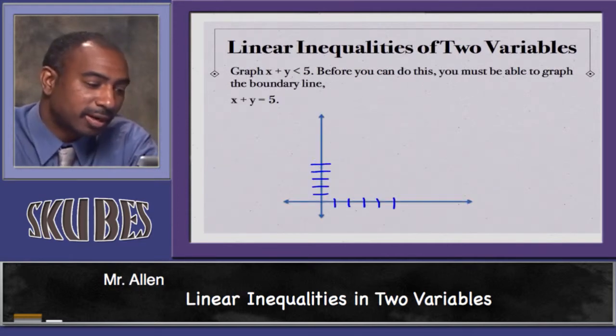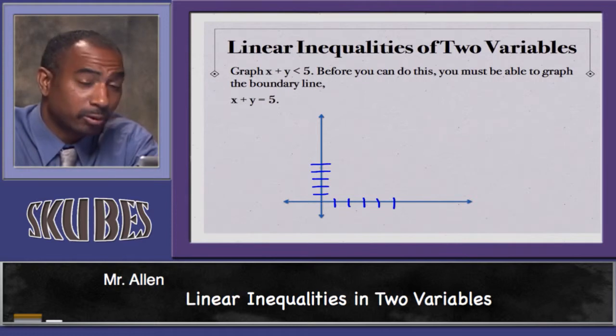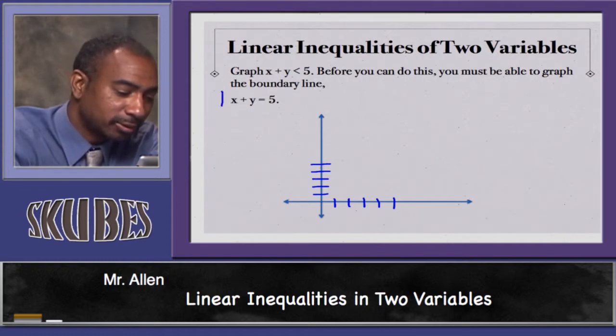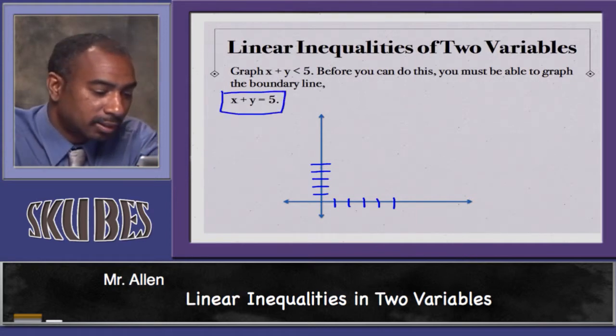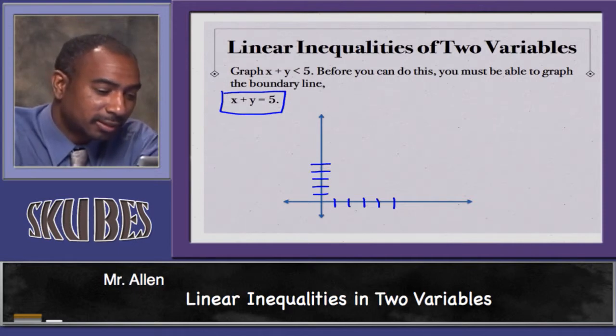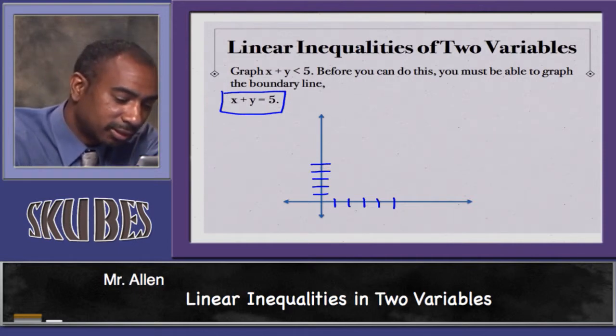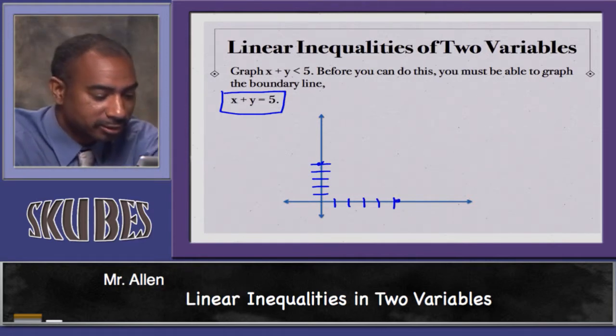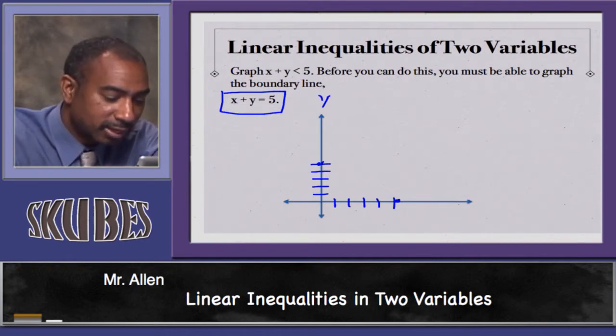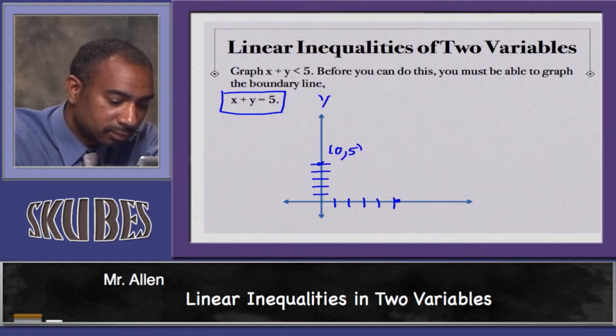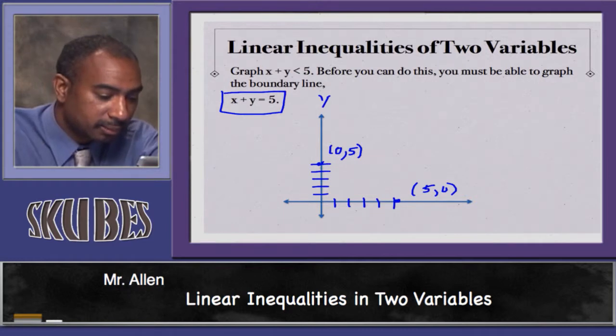All right, you may be asked to graph x plus y is less than 5. Before you can do this, you must be able to graph the boundary line, which is x plus y equals 5. So you can quickly graph this line by plotting the x and y intercepts. So we know that the y-intercept is 0, 5. And the x-intercept is 5, 0.